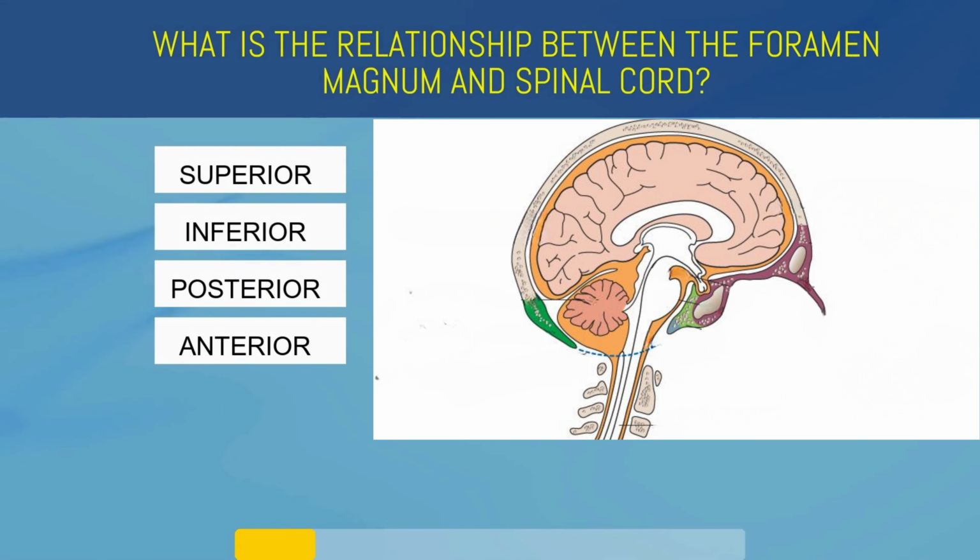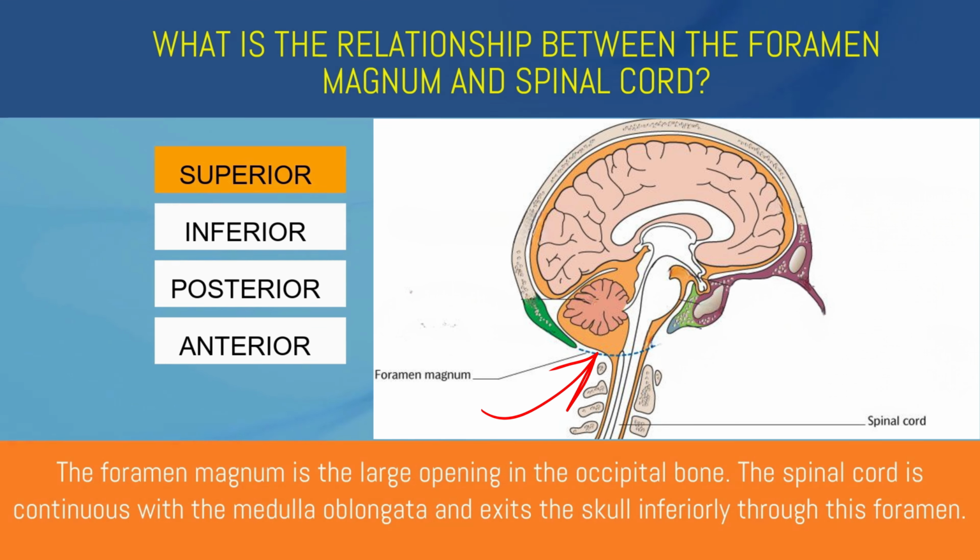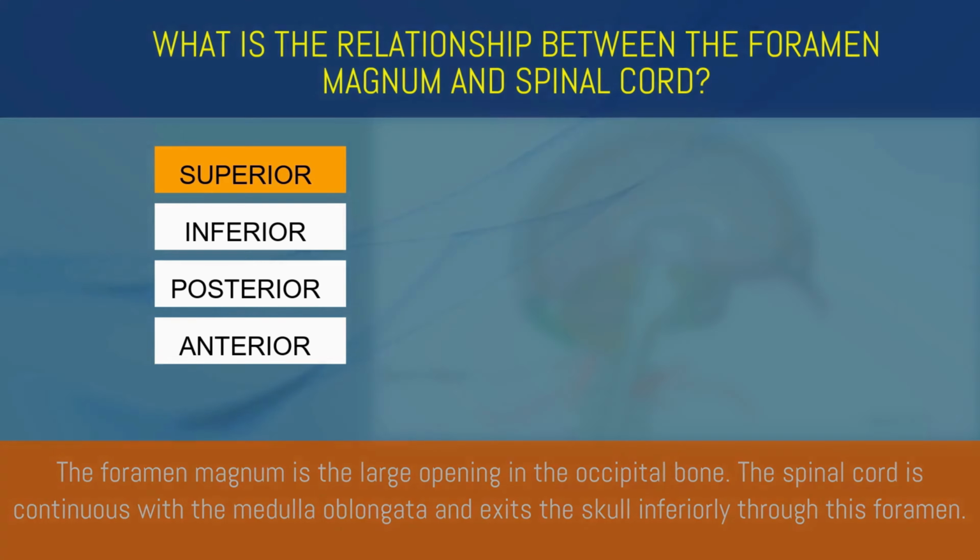What is the relationship between the foramen magnum and spinal cord? Superior, inferior, posterior, or anterior? Superior. The foramen magnum is the large opening in the occipital bone. The spinal cord is continuous with the medulla oblongata and exits the skull inferiorly through this foramen.